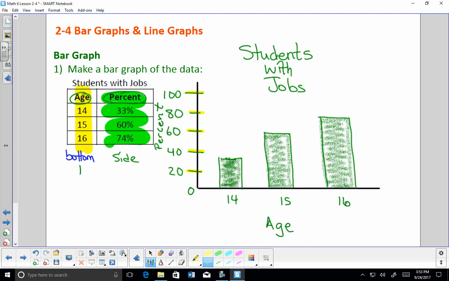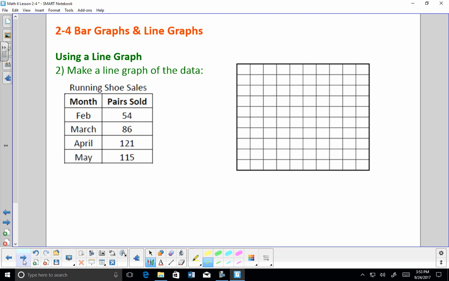Same with line graphs. You'll make a lot of line graphs in science as well. So we're going to make a line graph of running shoe sales. In February, they sold 54 pairs. In March, 86 pairs. April, 121 pairs. And in May, 115 pairs.